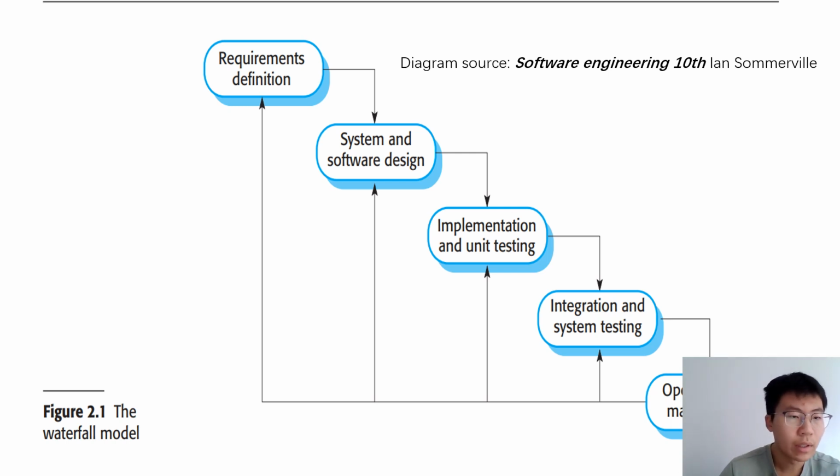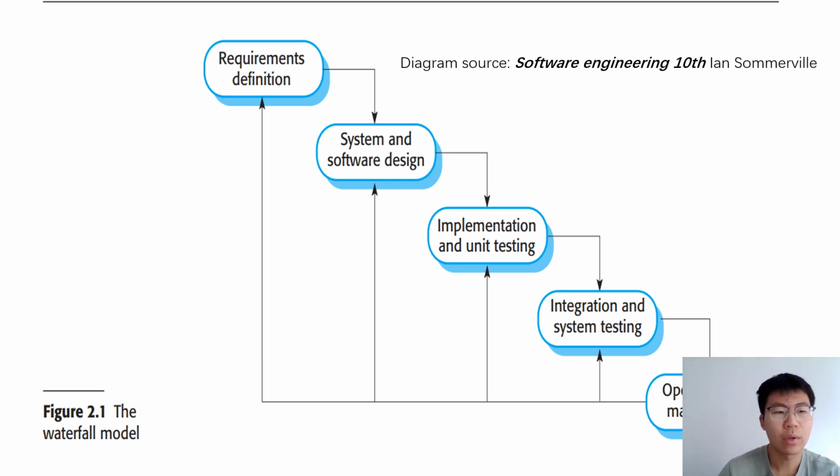Because of the cascade from one phase to another, this model is known as the waterfall model or software life cycle. The waterfall model is an example of a plan-driven process. In principle, at least, you plan and schedule all of the process activities before starting software development. The stages of the waterfall model directly reflect the fundamental software development activities.